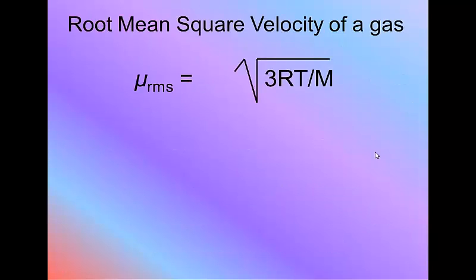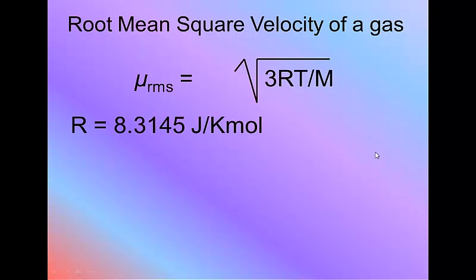Root mean square velocity of a gas. Root mean square velocity is the square root of 3RT divided by molar mass. Now again, the energy R, that's what I call it. Use the energy R. Gas laws, it's the other R, 0.08206. Root mean square velocity and kinetic energy, 8.3145.